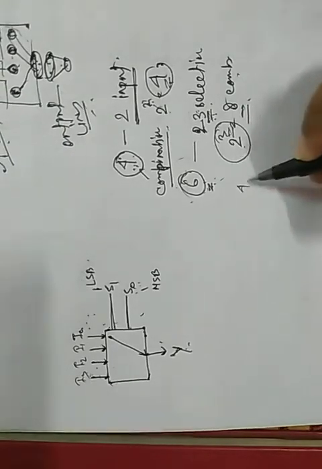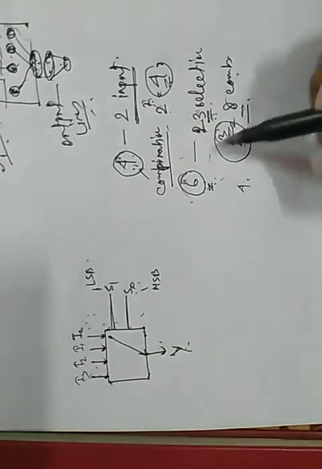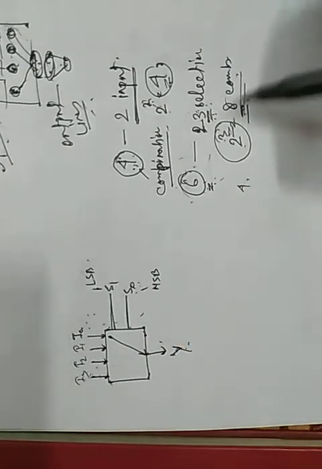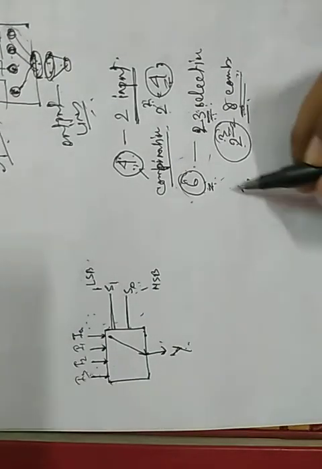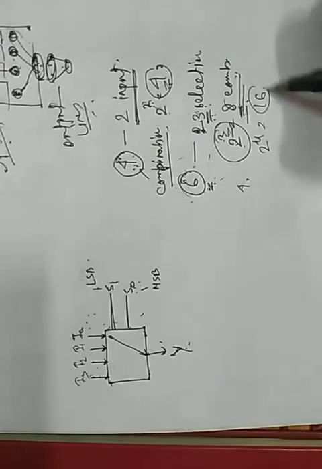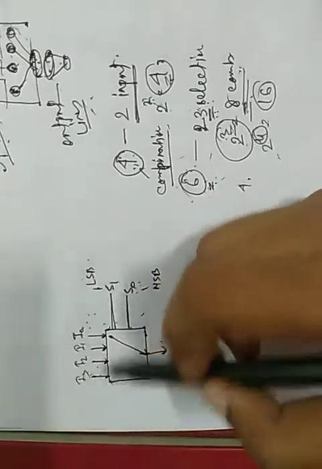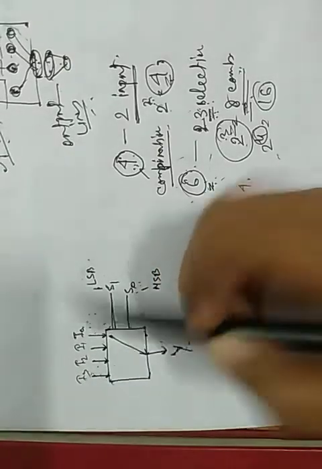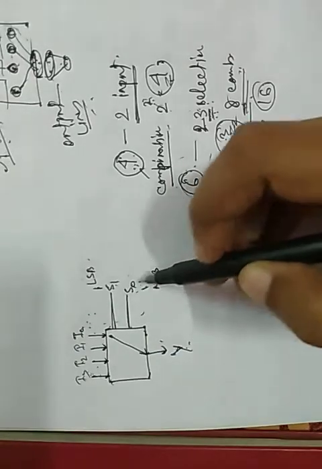And suppose there are 10 input lines. Using 3 selection lines it is not possible to select among 10 inputs, because with 3 we get only 8 combinations. So we need 2 to the power 4, that means 16. So minimum 4 selection lines are needed. Here we have 4 input lines, so we need 2 selection lines.